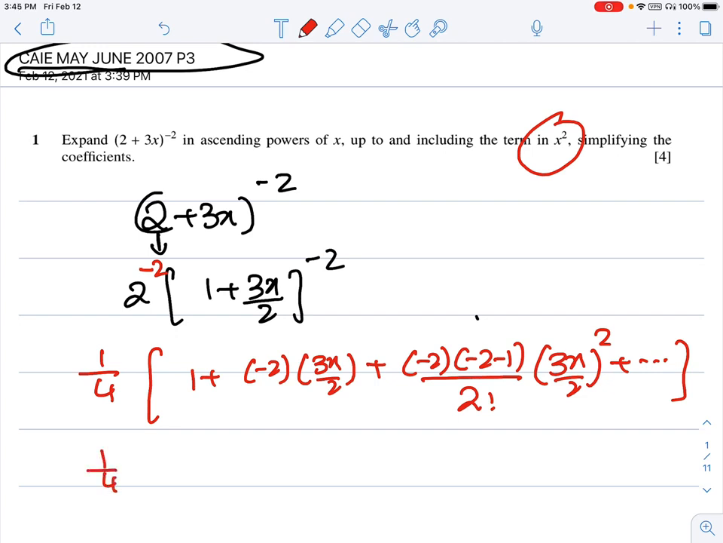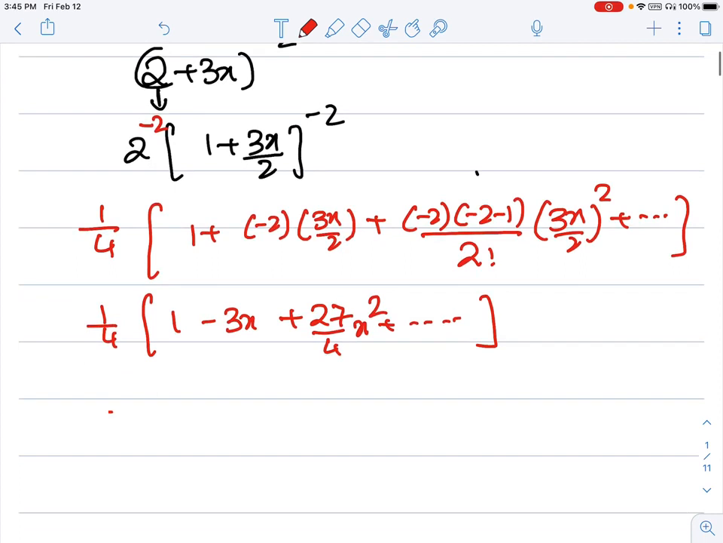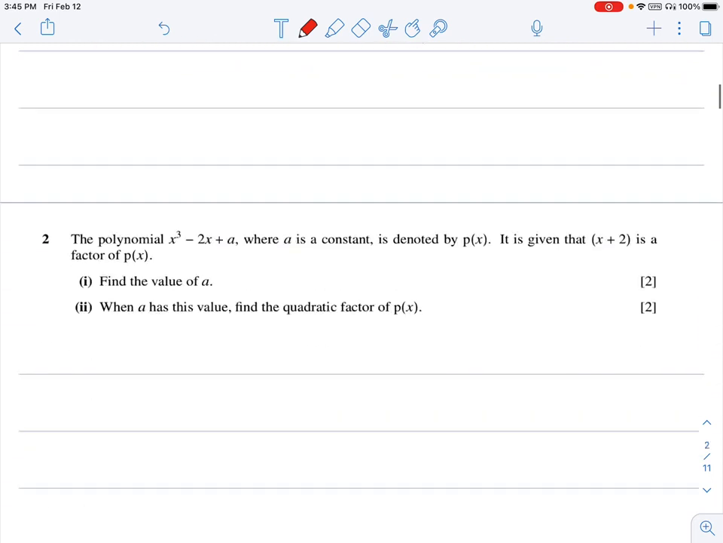So 1 upon 4 times (1 minus 3x, then 2 factorial and 2 get cancelled. This is minus 3. 3 times 3 is 9. 9 times 3 is 27, 27 upon 4 x square, and so on). So my final answer will be 1 upon 4 minus 3 upon 4 x plus 27 upon 16 x square, and so on. That's going to be the answer for the first question.